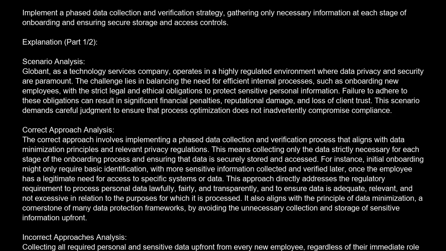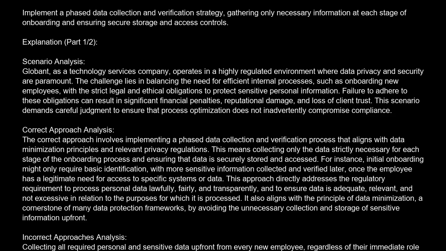Correct approach analysis. The correct approach involves implementing a phased data collection and verification process that aligns with data minimization principles and relevant privacy regulations. This means collecting only the data strictly necessary for each stage of the onboarding process and ensuring that data is securely stored and accessed. For instance, initial onboarding might only require basic identification, with more sensitive information collected and verified later, once the employee has a legitimate need for access to specific systems or data.